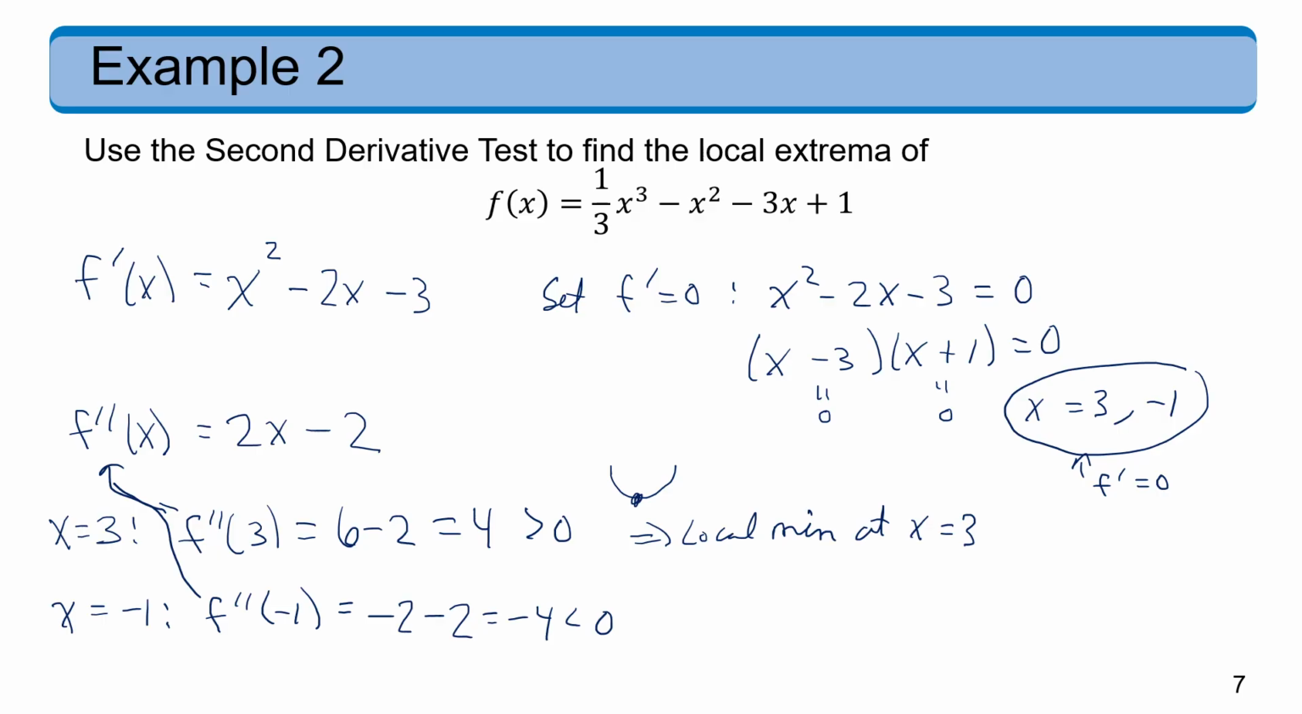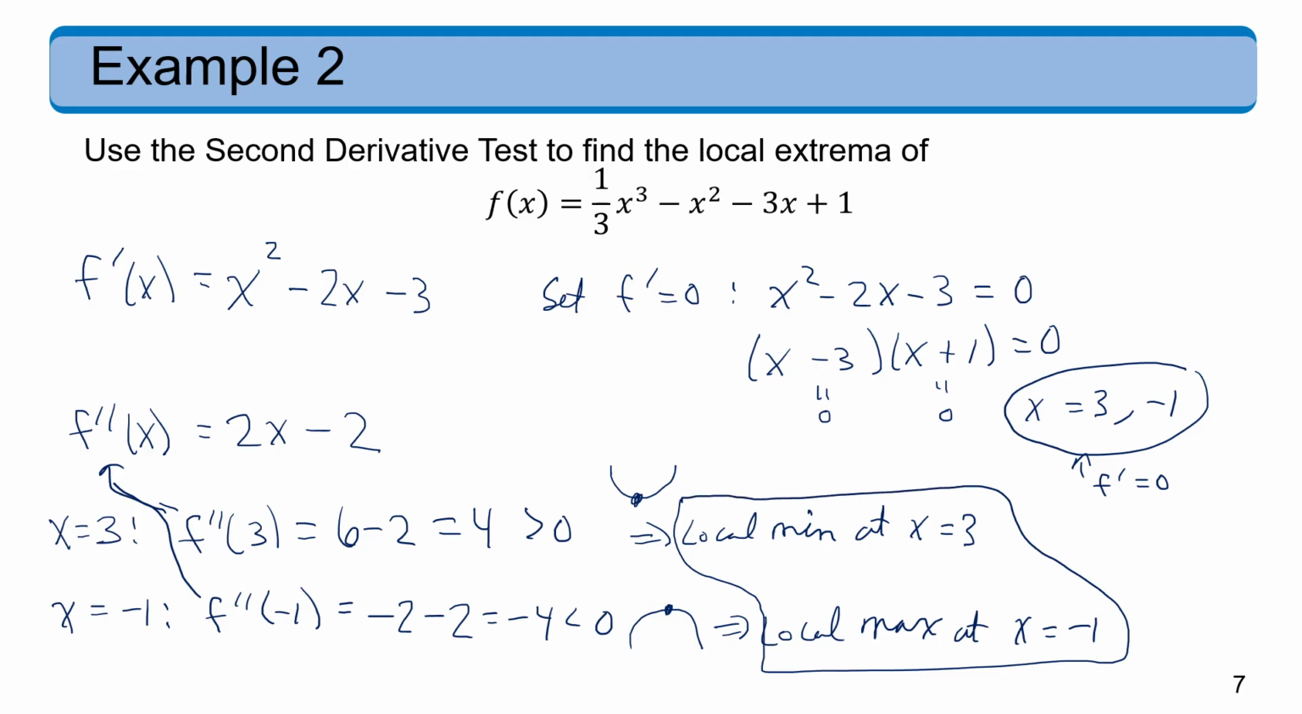That means concave down, so if you just visualize a concave down curve, we know it has to be a local max. So we've got a local max at the x value we just tested, which is -1. Okay, so we answered the question here. We found these two local extrema.